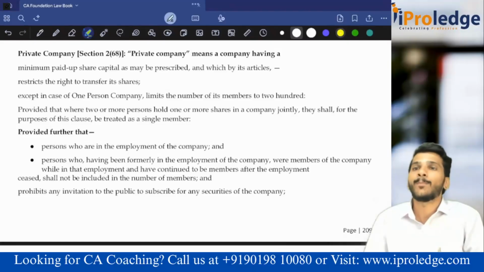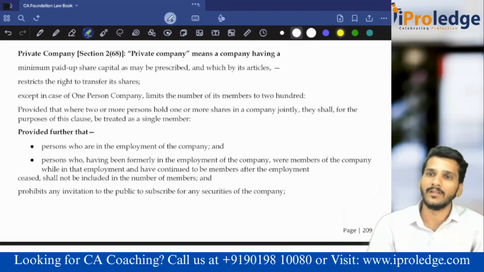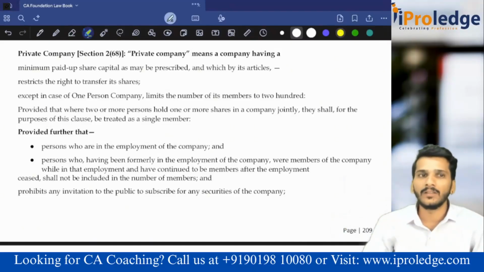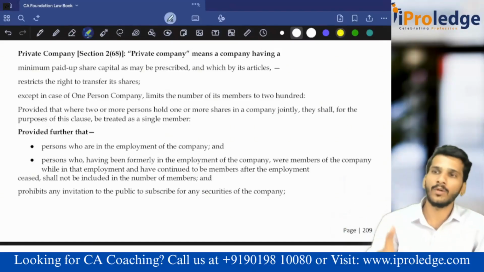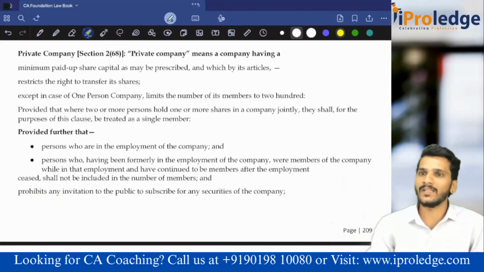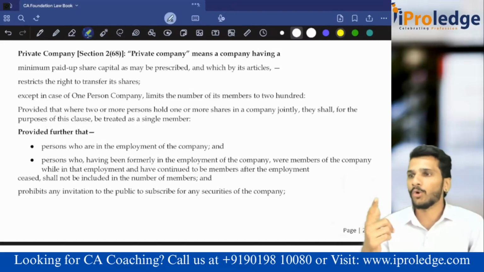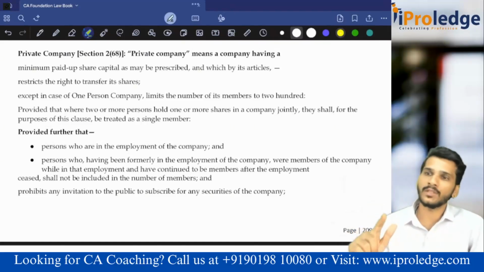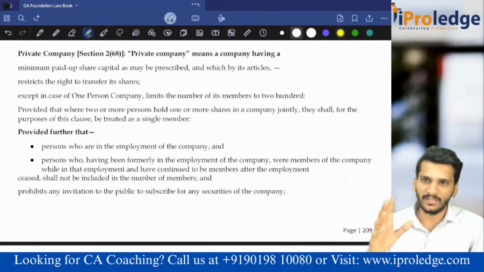Second one is the prohibition condition. What is that? The company cannot invite the public to subscribe to shares. It is prohibited for any private company to issue shares to the public to subscribe to its own shares. Then how can they issue shares? They can go only for private placement, to privately selected people, maximum of 200 members. One is the restriction condition, the second is the prohibition condition: restriction on transferability of shares, prohibition on issue of shares to the public.